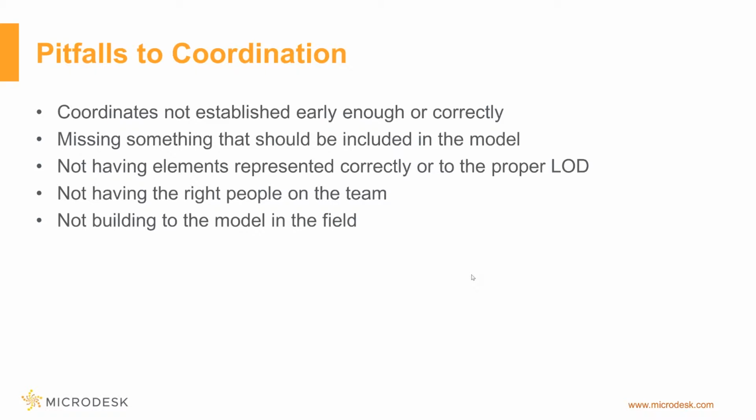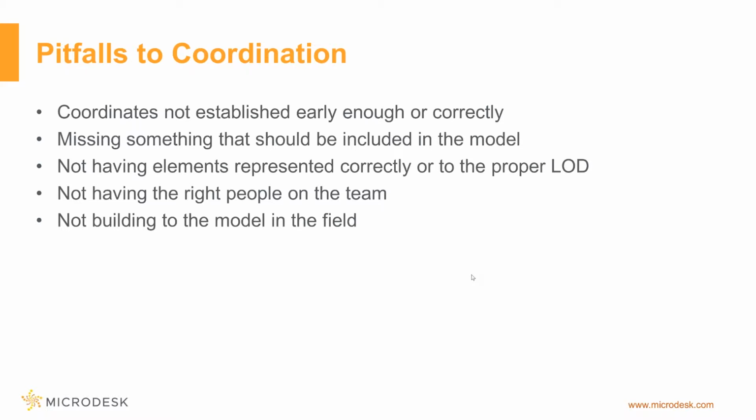Missing something that should be included in the model. An example would be maybe a walk-in cooler or refrigerated room, something that's provided by a third party. Maybe they're not part of the MEP subcontractors, so they're not in the model, and then all of a sudden these guys show up and they've got a cooler that's got a compressor and equipment on top of it, and you haven't planned for that. You didn't expect it. You didn't include it in the model, and now your coordination process doesn't work.